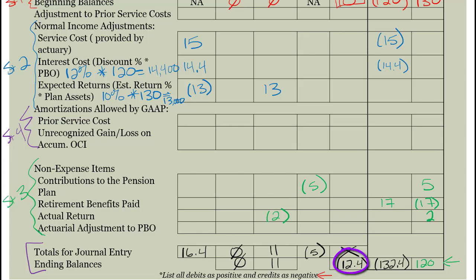And I'm going to check that with this number down here. If they balance, I'm good to go. If they don't balance, I've done something wrong. So that's my check to make sure that I've done my journal entry correctly. In this case, we wanted 12,400 credit. We got 12,400 credit, so we're good to go.